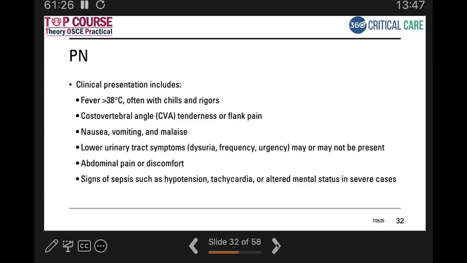If it is present, then maybe the source of sepsis, the source of infection, is from the bladder only. The patient can have abdominal pain and discomfort, and the patient might have very florid systemic signs like hypotension, tachycardia, and altered mental status in severe cases.